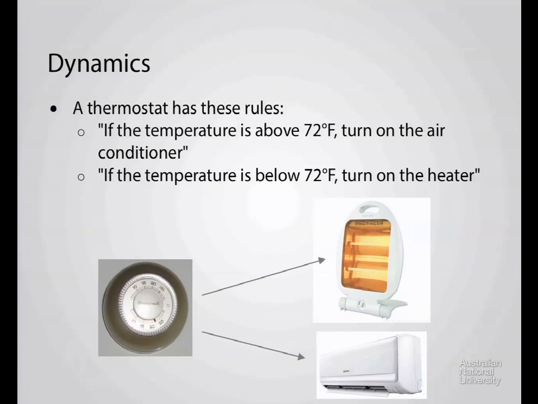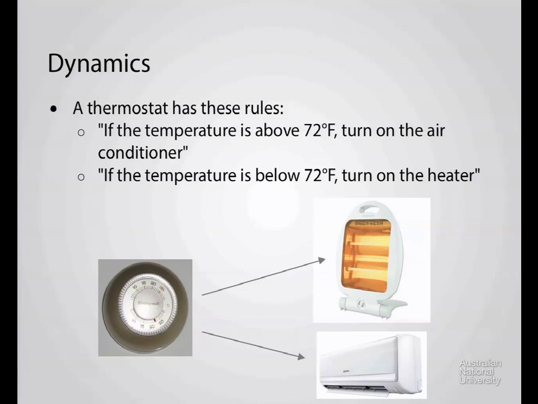So say, for example, we have a thermostat. It's got two rules, two mechanics. If the temperature is above 72 degrees Fahrenheit, (I most recently presented this in the States, so apologies for not putting it in Celsius), then turn on the air conditioner. And if it's below 72 degrees Fahrenheit, turn on the heater. So when it gets hot, turn on the air conditioner. When it gets cold, turn on the heater.